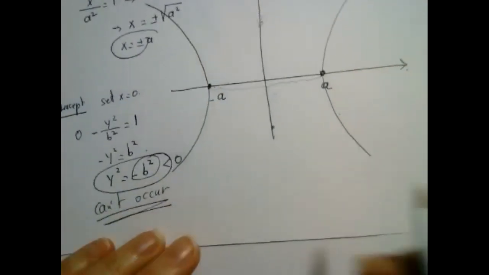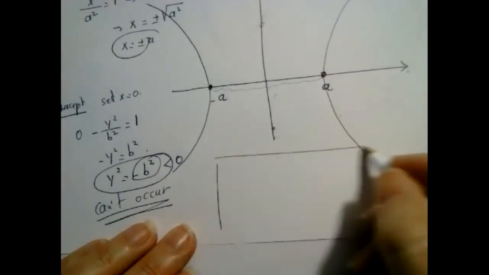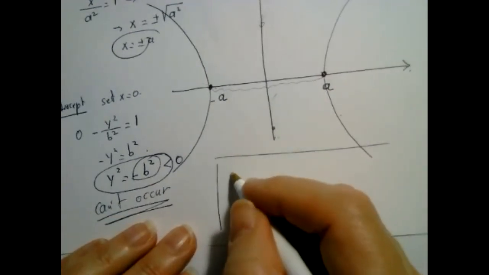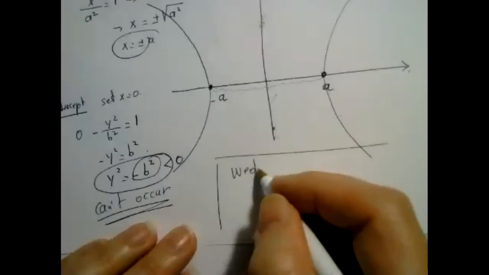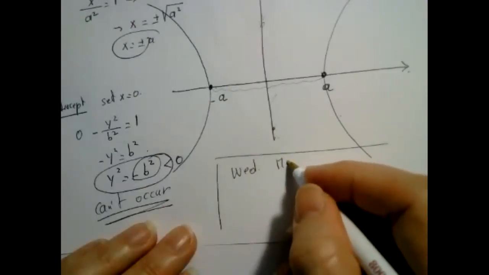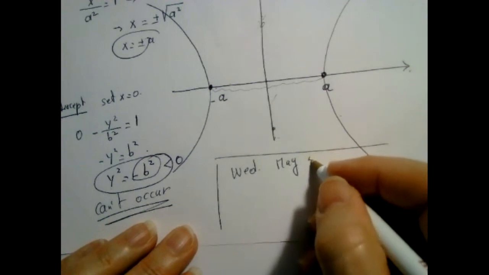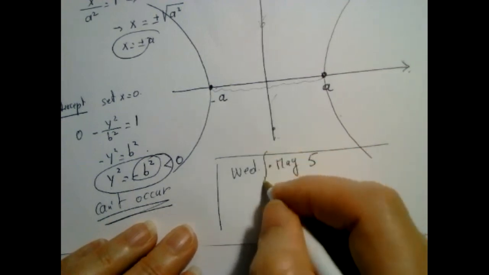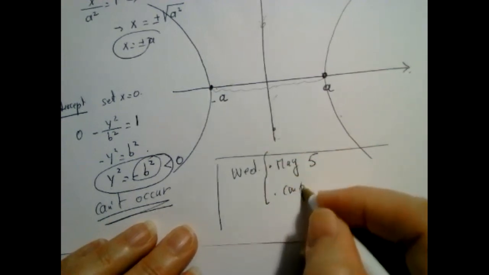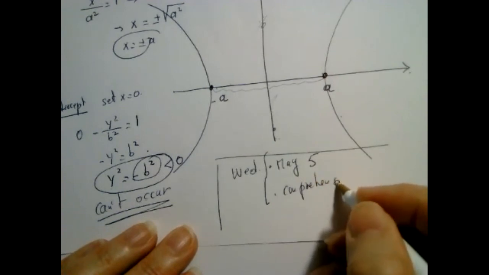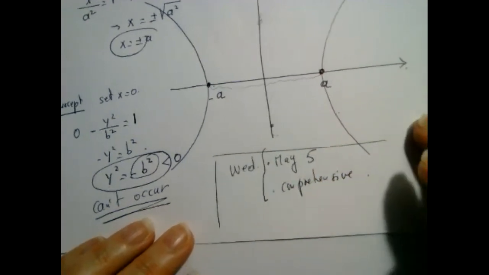So a word about the final. Your final is going to be basically 2 weeks from today. So the final will be on Wednesday, 2 weeks from today, which will put us at May 5. So it's going to be Wednesday, May 5. It's going to be comprehensive. It means everything. You're responsible for everything. It's going to be totally comprehensive.